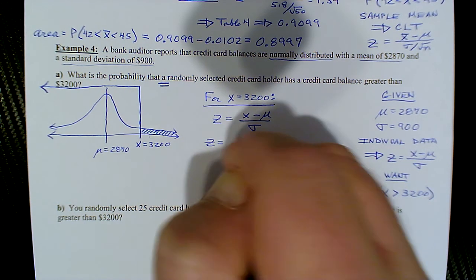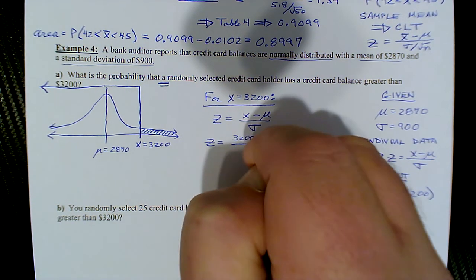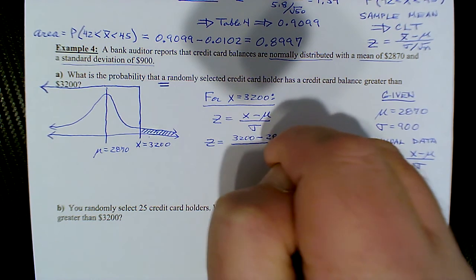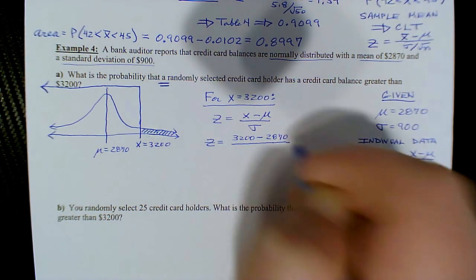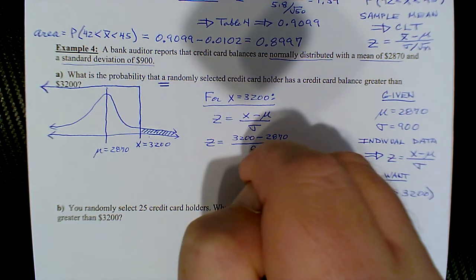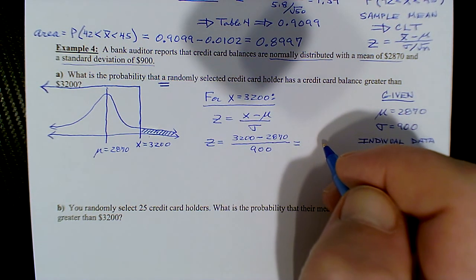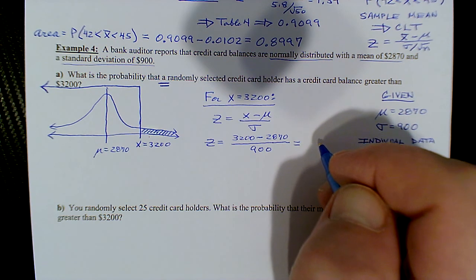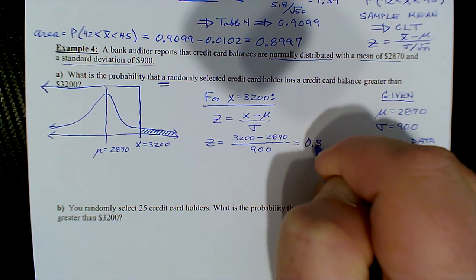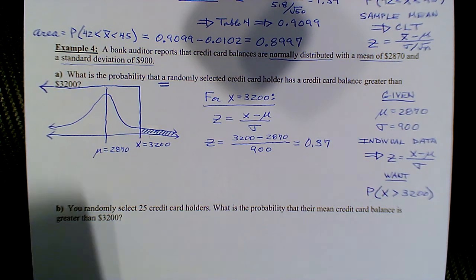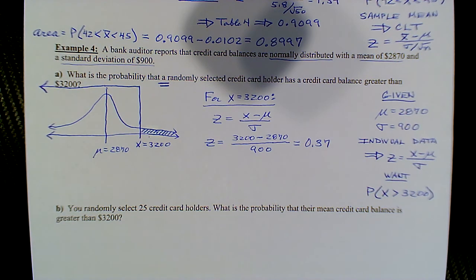So that's going to be x was 3,200 minus mu, the 2870, over sigma, 900. And that calculates to be positive 0.37. Let me just double check that. 3,200 minus 2870 equals, divided by the 900. Yeah, 0.3666 repeated.